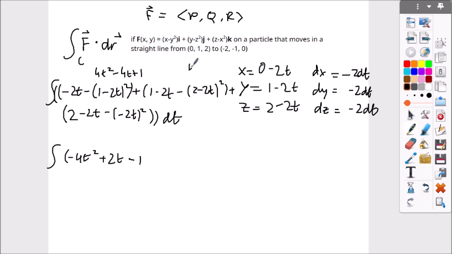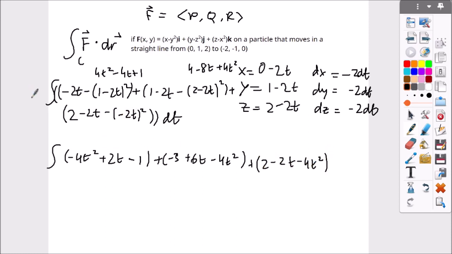2 minus 2t squared is 4 minus 8t plus 4t squared. So 1 minus 4 is minus 3. What else? Minus 2t minus 8t is plus 6t. And plus 4t squared is just minus 4t squared, so they will all be minus 4t squared. Plus 2 minus 2t, so minus 2t squared is just 4t squared. So this is very simple. It's just 2 minus 2t minus 4t squared.